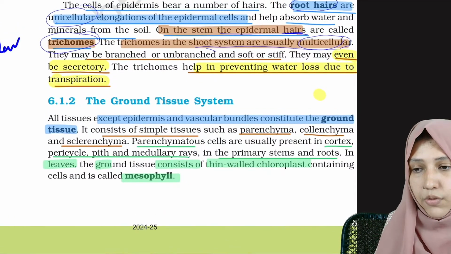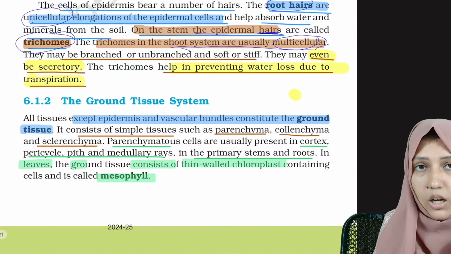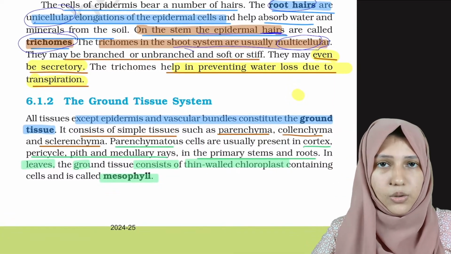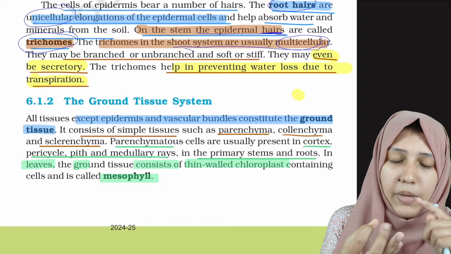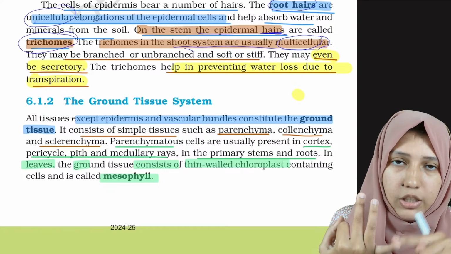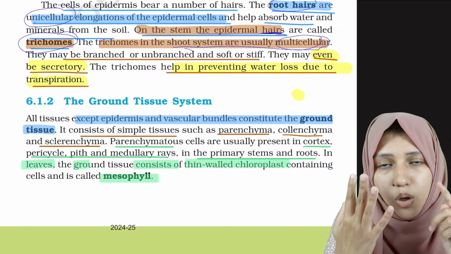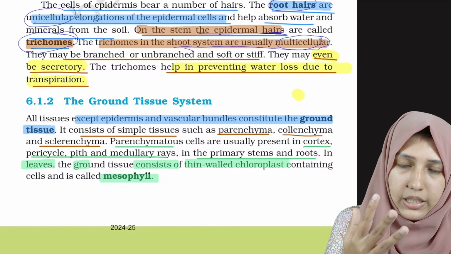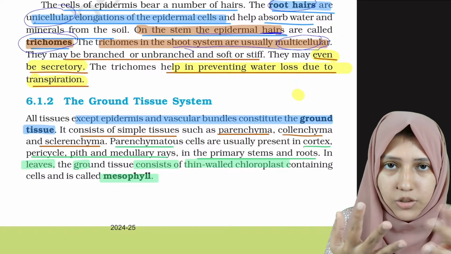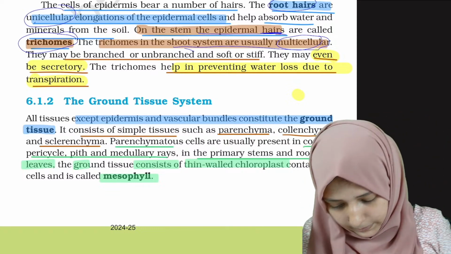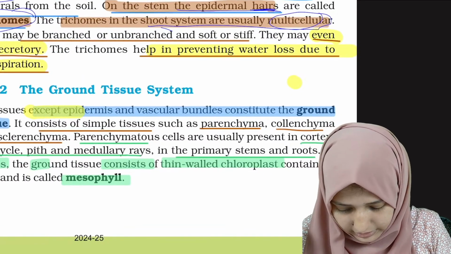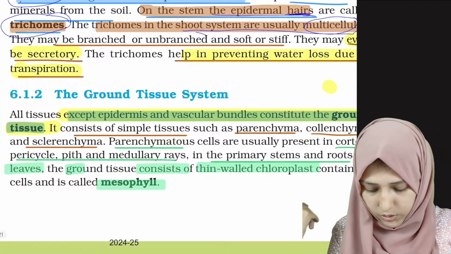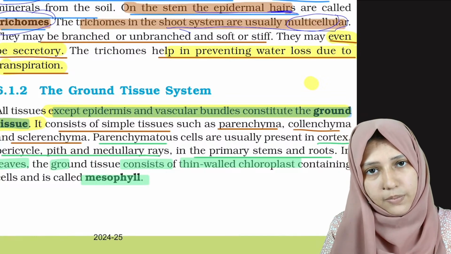Now coming to the second type of tissue, which is the ground tissue system. What is it? All tissues except epidermis and vascular bundles constitute the ground tissue system. So we are basically learning about three types of tissue system: vascular tissue, ground tissue and epidermal tissue. All the tissues present except epidermal and vascular tissue constitute the ground tissue. Clear? And what are the features of ground tissue?